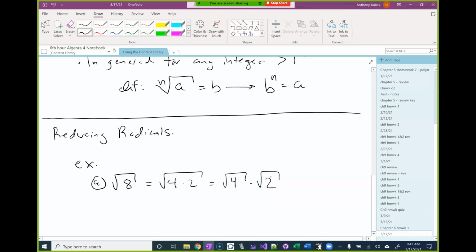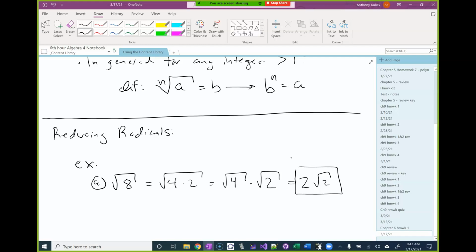So the square root of 4 times 2 can turn into the square root of 4 times the square root of 2. And the square root of 4 is just 2. And the square root of 2 just stays the same. And this would be our reduced radical. You notice the number inside the radical has gotten smaller, but we've picked up a coefficient outside the radical.